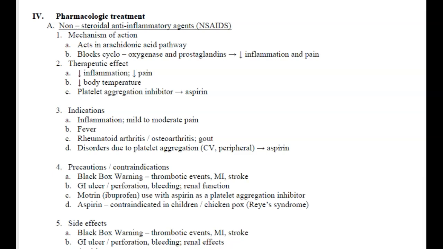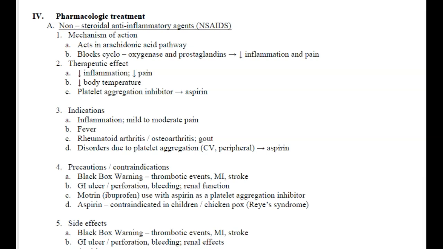Pharmacological treatment for pain, or treatment using drugs or medications. First, we're going to talk about NSAIDs, or non-steroidal anti-inflammatory agents. NSAIDs are the most commonly prescribed drugs for pain. They're also available over the counter.